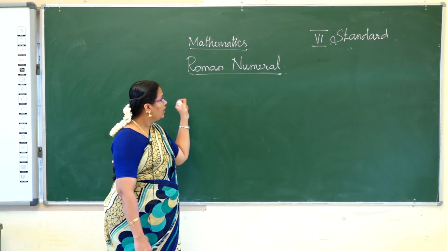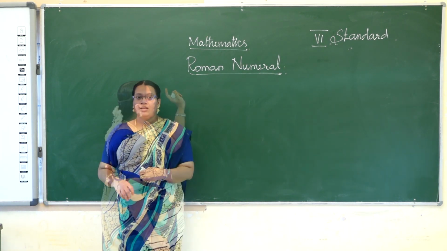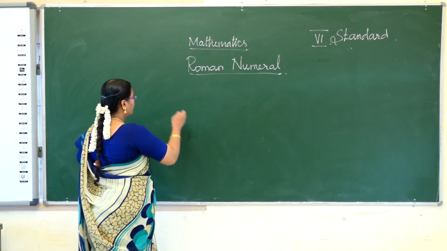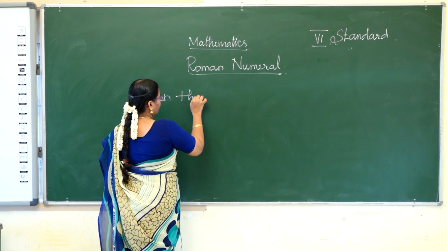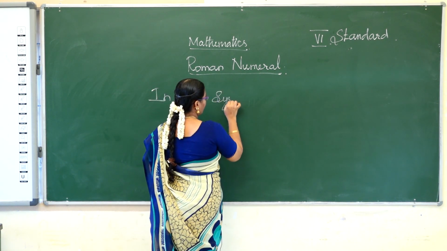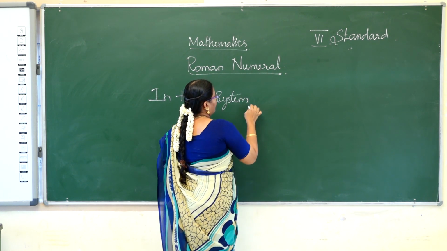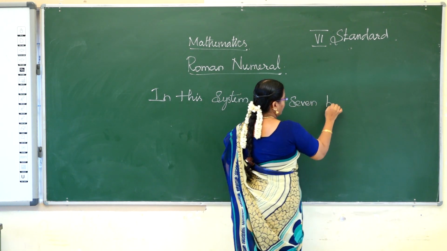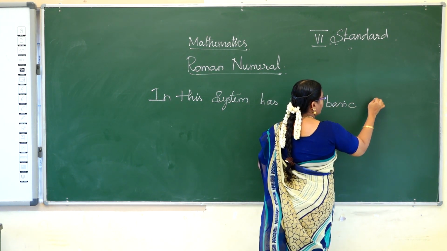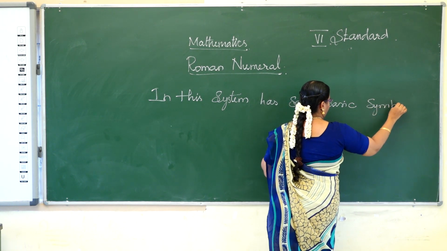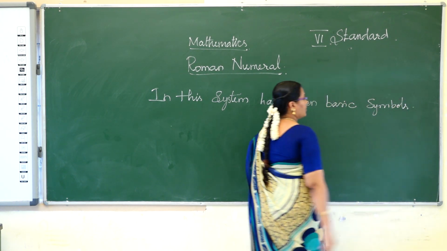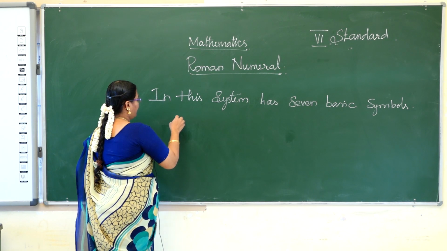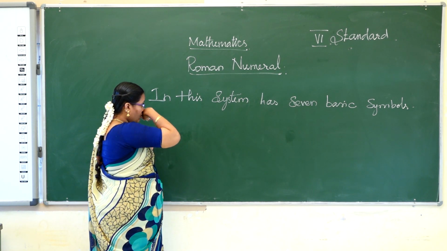Still we are using the Roman numbers, and the system has 7 basic symbols. Seven basic symbols are followed.